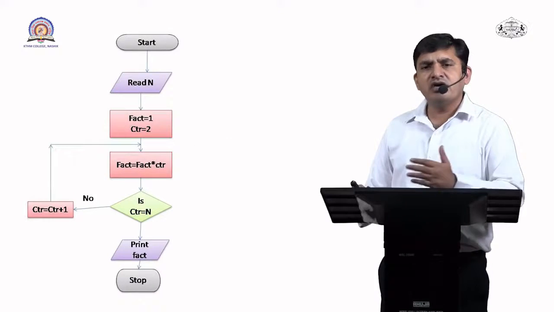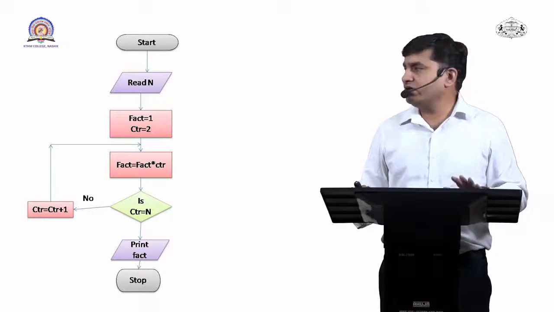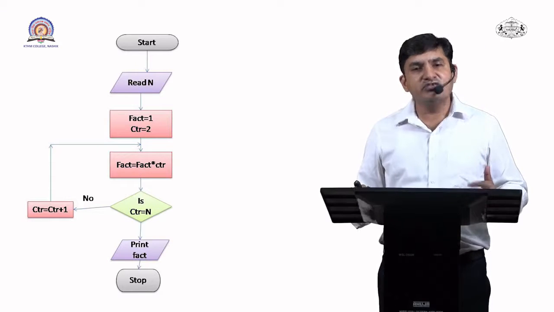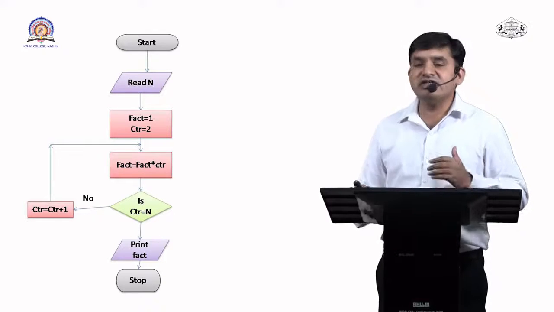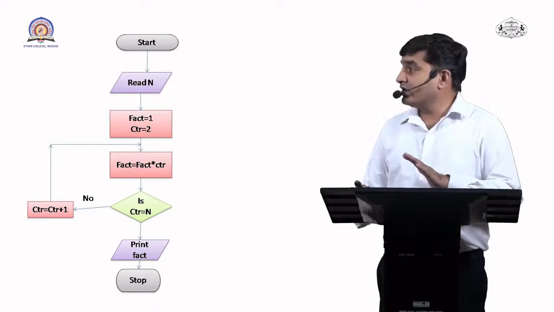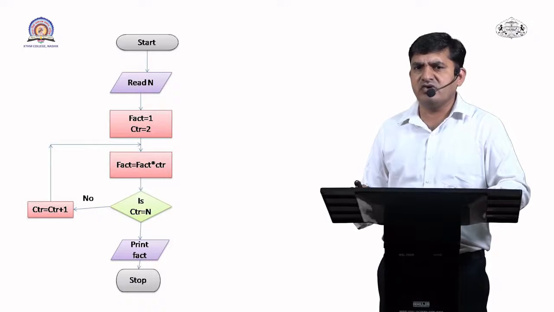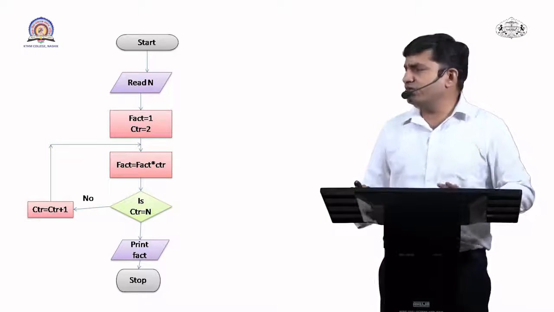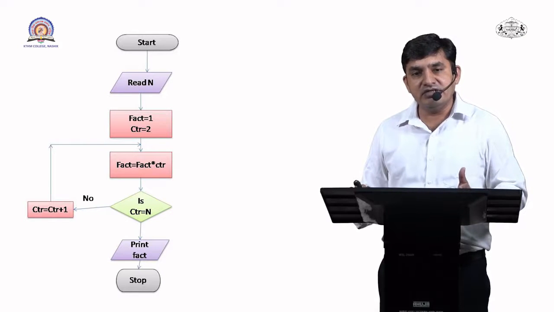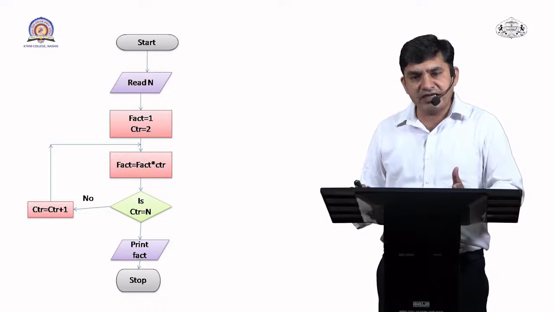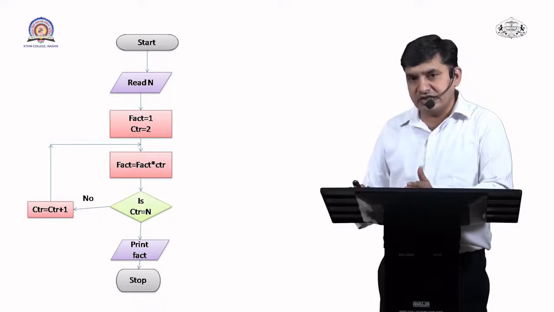Now we have to see a flowchart to find the factorial of a given number. First is start. Now we have to read the number whose factorial we have to determine, that is read n. Then fact is equal to 1, counter is equal to 2. We initialize this. So fact is equal to 1 and counter is equal to 2. Now our mathematical term is fact is equal to fact into counter.